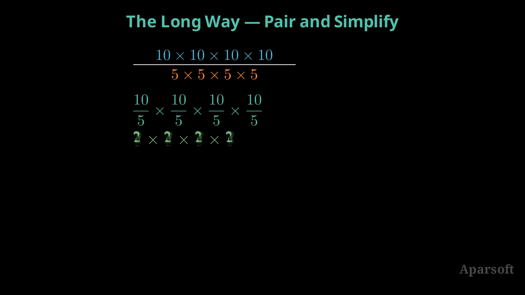10 divided by 5 is 2 for each mini fraction. So we get 2 times 2 times 2 times 2, which is 2 to the 4th power. That worked beautifully.